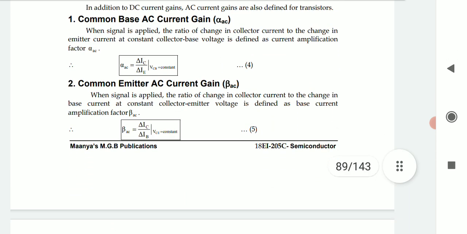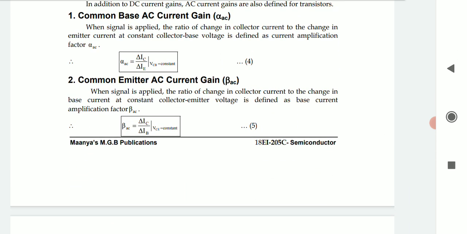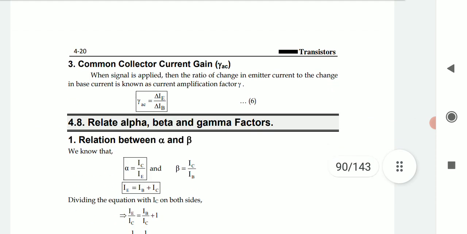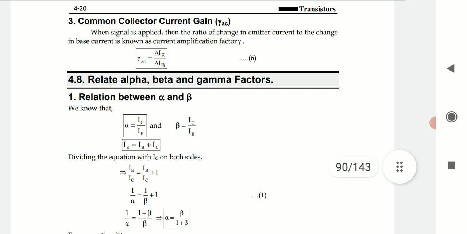Similarly, beta value is defined as, when an AC signal is applied, the ratio of change in collector current to the change in base current when VCE is constant, that is collector to emitter voltage is constant. So beta AC is equal to delta IC by delta IB when VCE is constant. Next, common collector current gain, that is gamma AC. When an AC signal is applied, the ratio of change in emitter current to the change in base current, delta IE by delta IB, when VCE is constant.